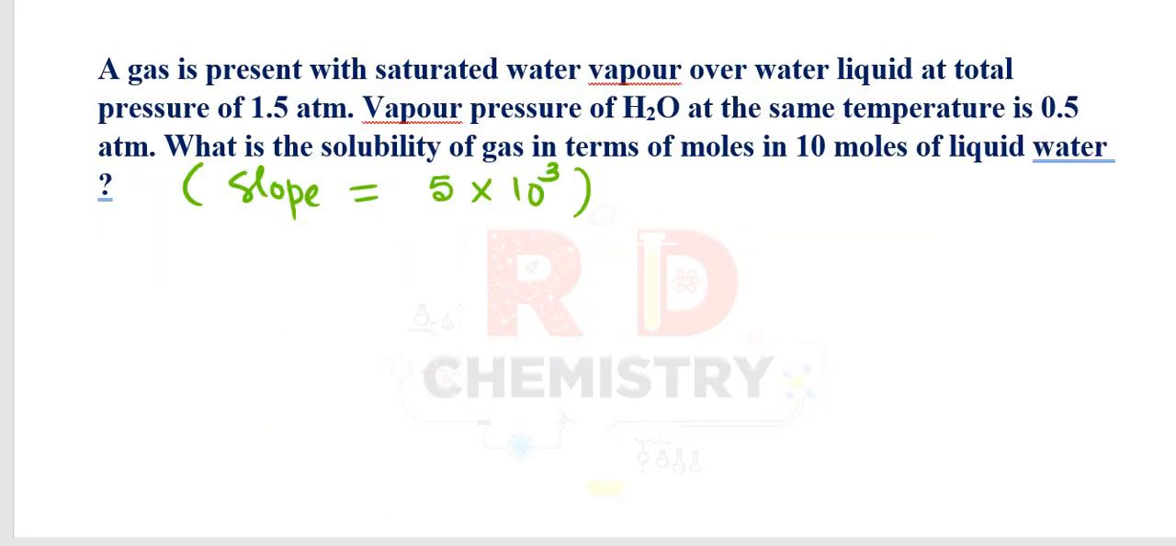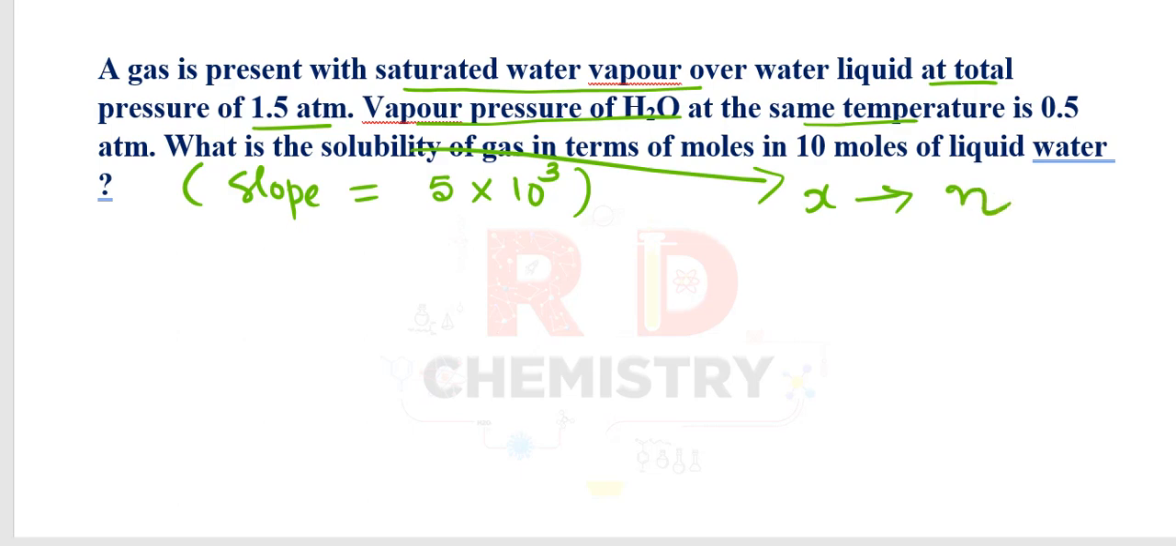Now read this question. A gas is present with saturated water vapors over water liquid at a total pressure of 1.5 atmosphere. Vapor pressure of water at the same temperature is 0.5 atmosphere. What is the solubility of the gas in terms of moles in 10 moles of liquid water? First we calculate the X value, then the X value is converted into the number of moles N.